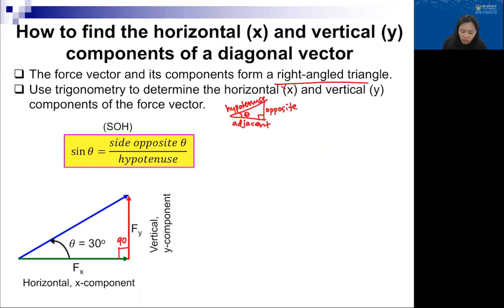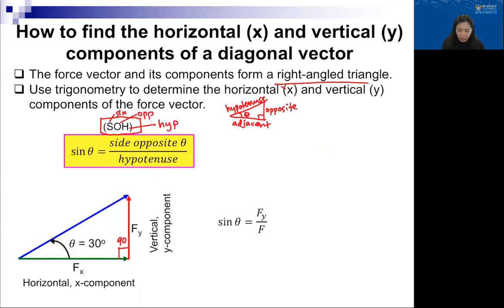Right, so trigonometry says if you get the sine of the angle, that will be equal to the opposite side divided by the hypotenuse of the right angle triangle. And we abbreviate that as SO. Sine is equal to opposite divided by the hypotenuse of the triangle.